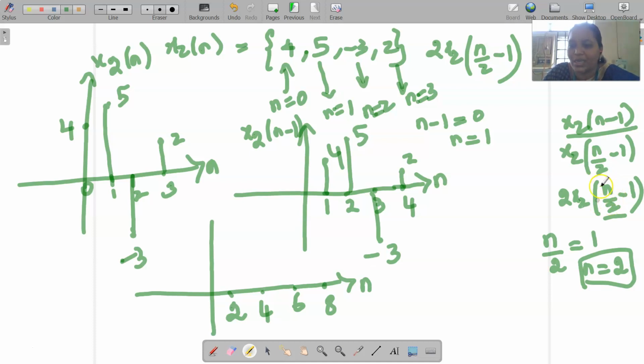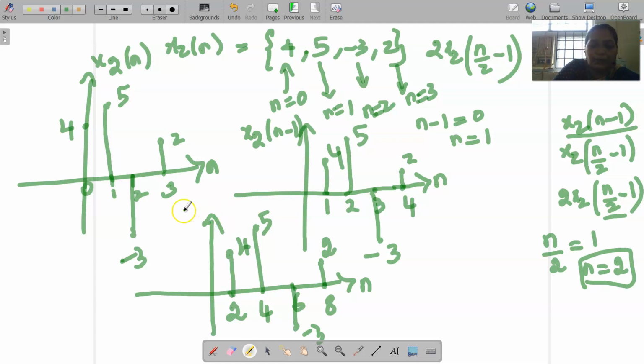Just equate n's coefficient. Whatever the value of n with the coefficient, take that value, equate to 1, and whatever you have obtained here, multiply all those values of n to the previous diagram. So 1 will become 2, 2 will become 4, 3 will become 6, 4 will become 8. There is no change in your amplitude, it remains same. So 4, 5, minus 3 and then 2 we have.